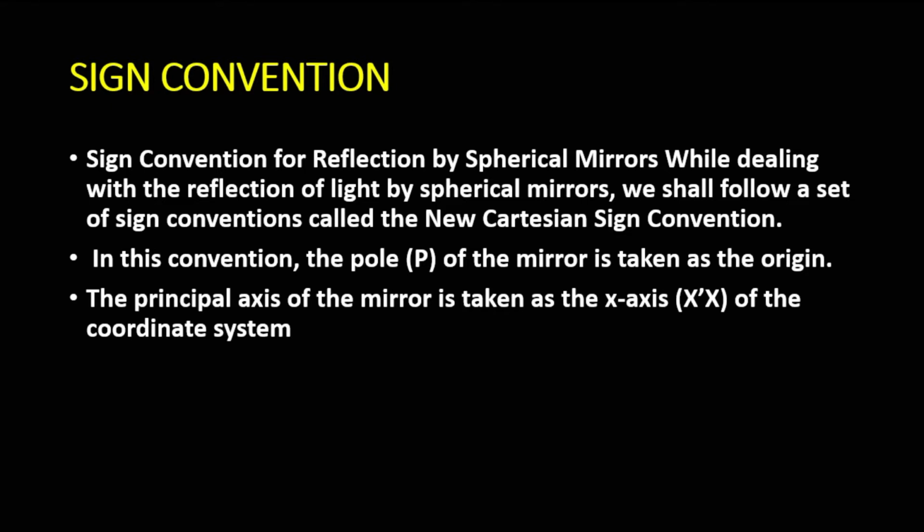sign system. In this, as we use the signs of the x-axis and y-axis in the same manner, here we use the same sign convention, that is the New Cartesian sign convention, in solving questions related to the mirror formula and magnification. In this convention, the pole P of the mirror is taken as origin. So, the pole of the mirror is taken as origin. The principal axis of the mirror is taken as the x-axis of the coordinate system.